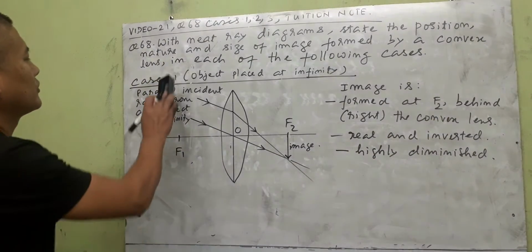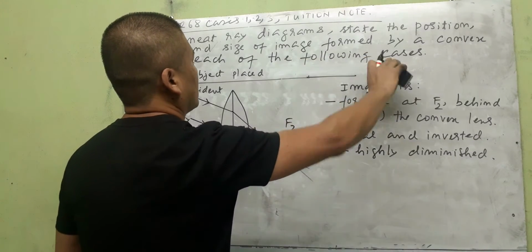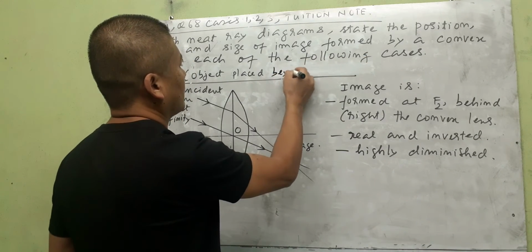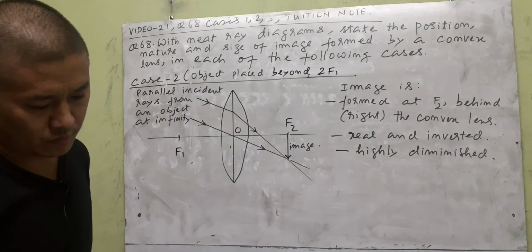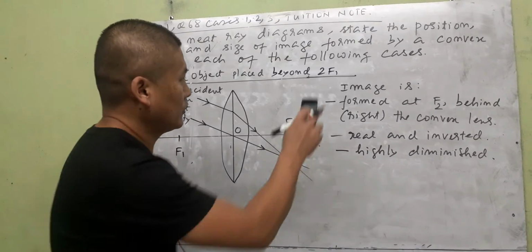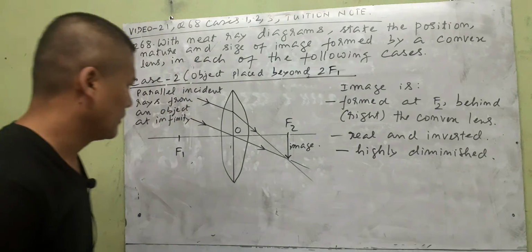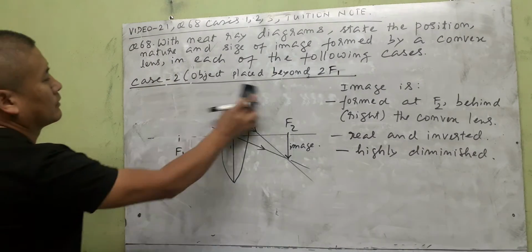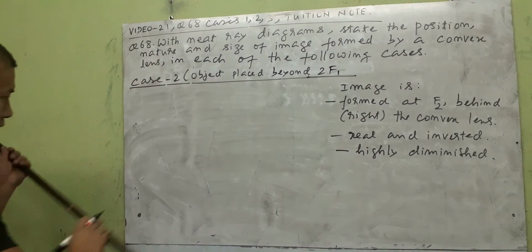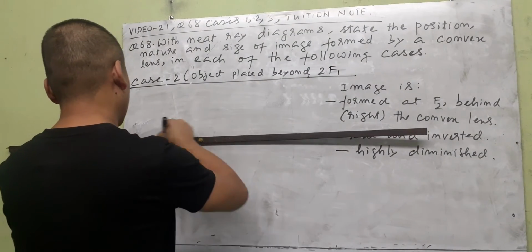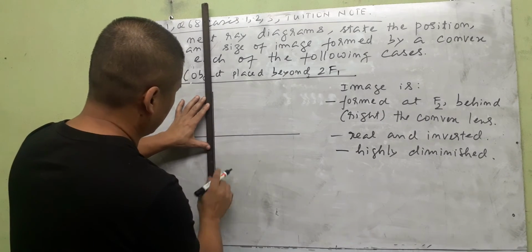Now, let us go to case 2. Case 2 is when the object is placed beyond twice F1. Beyond 2F1. If you don't understand, it's okay, just wait, you'll get it. So let us draw that. Case 2. Here, draw the line like you did just now. By now you're getting it. In the middle, you just draw a line up and down, same distance.